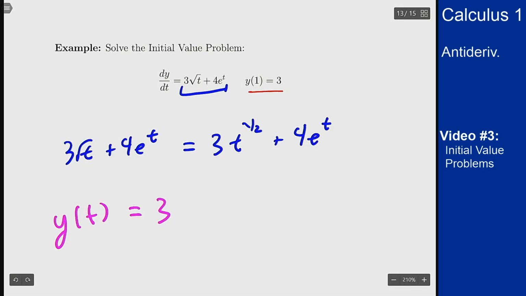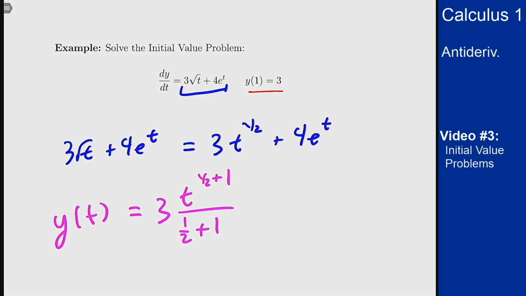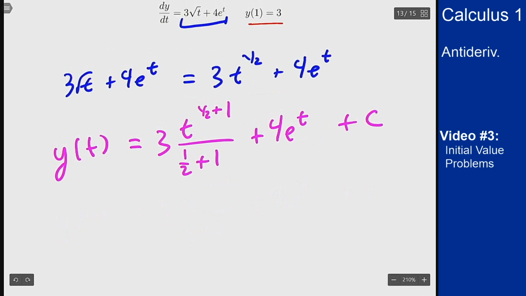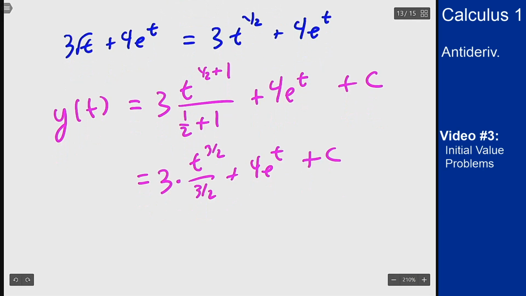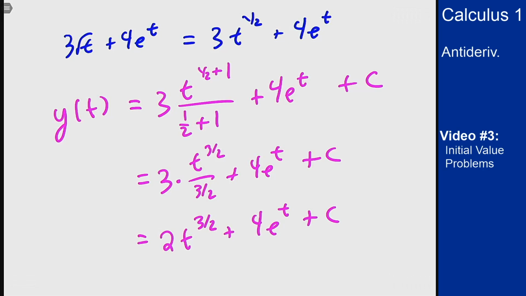So for the 3 t to the 1/2, it needs to become t to the 1/2 plus 1, over 1/2 plus 1. Even though this is a fractional power, it still works the same way like the power rule did before. And then e to the t still becomes e to the t when I take antiderivatives. So 4e to the t, and then plus c. Simplifying this out is equal to 3 times t to the 3/2 over 3/2 plus 4e to the t plus c, or 2t to the 3/2 plus 4e to the t plus c. That becomes a 2/3 on top.